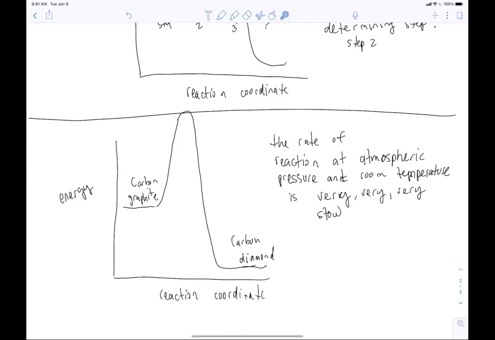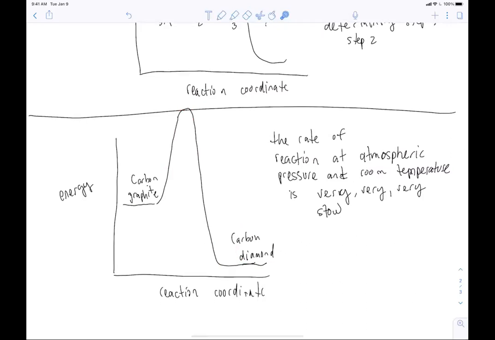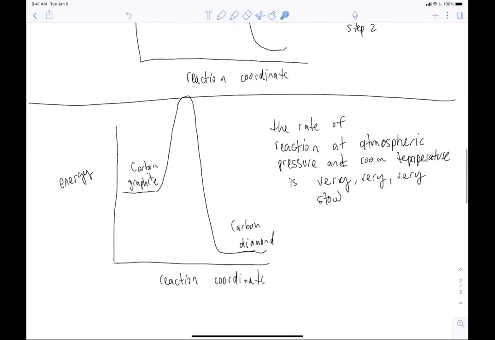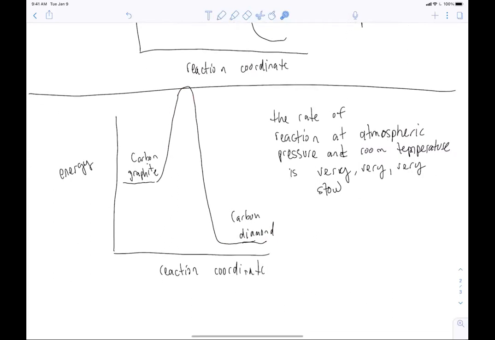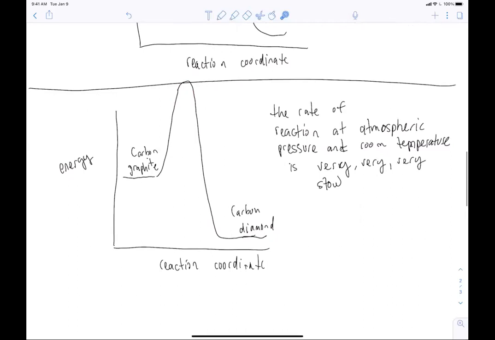So even though this reaction wants to happen in a sense, I'm anthropomorphizing it, carbon graphite wants to become carbon diamond, it just takes way too long. It'll just never happen because it happens on such a long time scale that the universe is over by the time you start to have any appreciable amount of diamond. So this reaction barrier here is important for that. So you can imagine that if you wanted to convert graphite to diamond, one way you could try to do it is to lower this reaction barrier here.